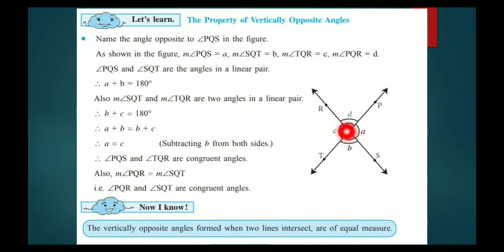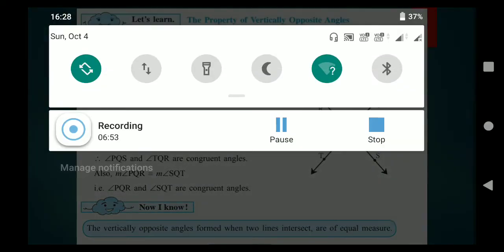Yes. If you see, children, angle QPR and angle TQS, both the angles will be how much? Equal measure. Likewise, angle RQT and angle PQS, both the angles will be equal.